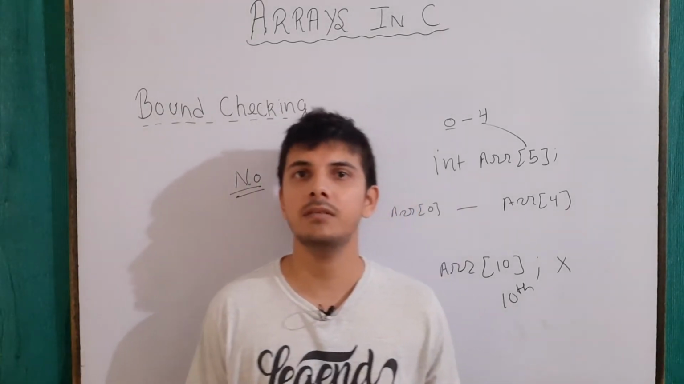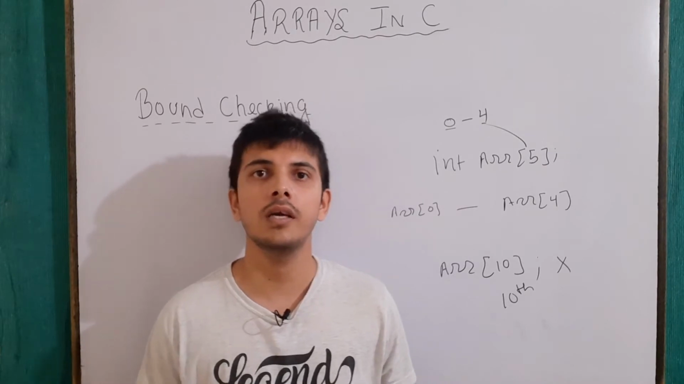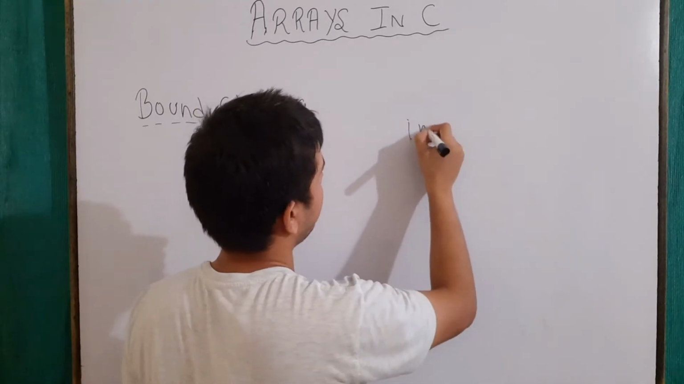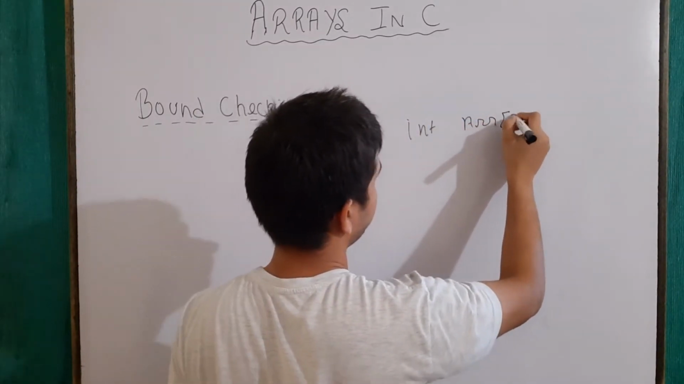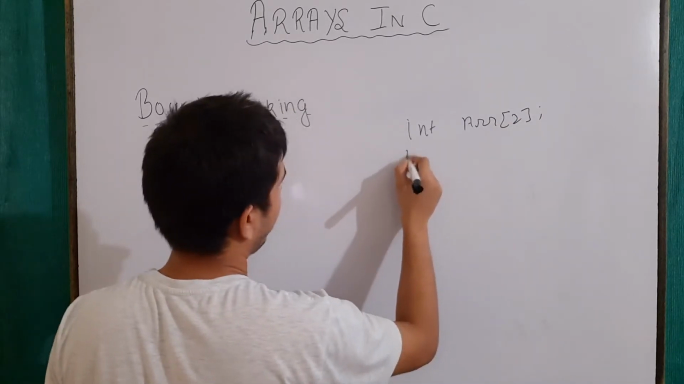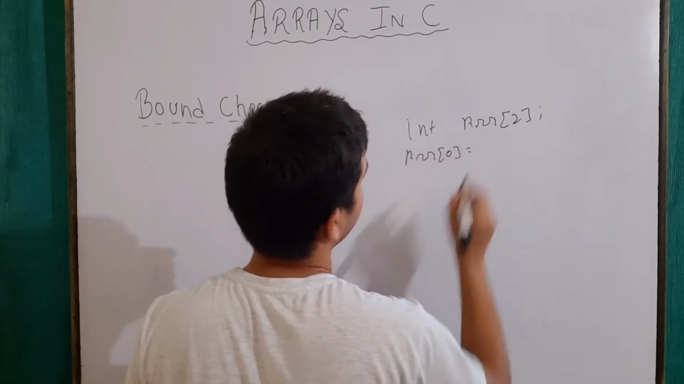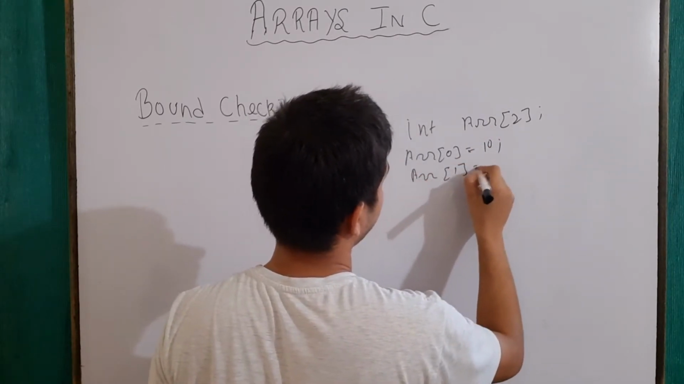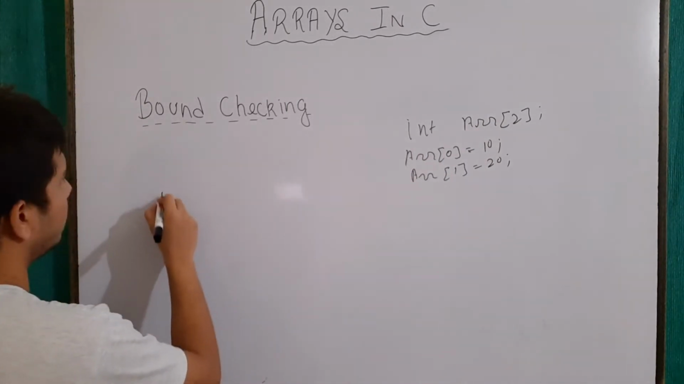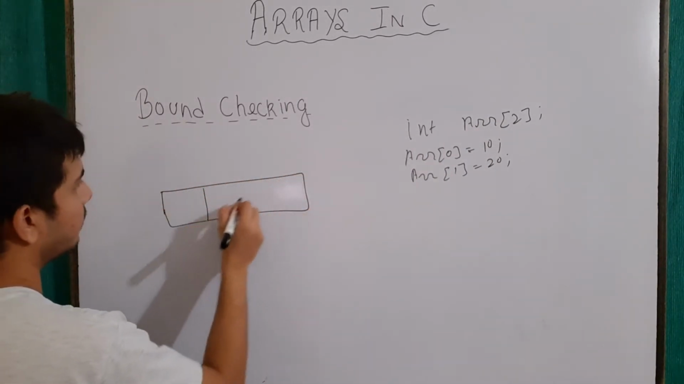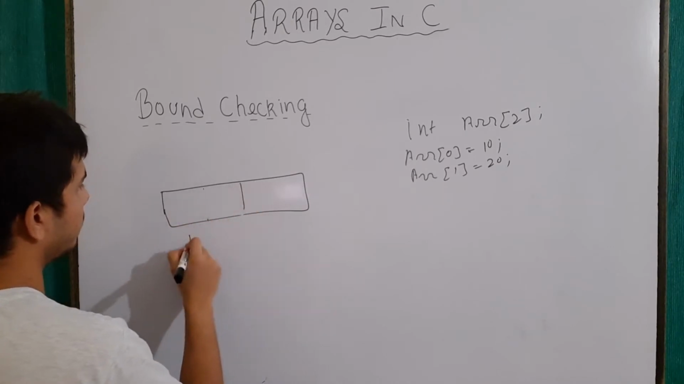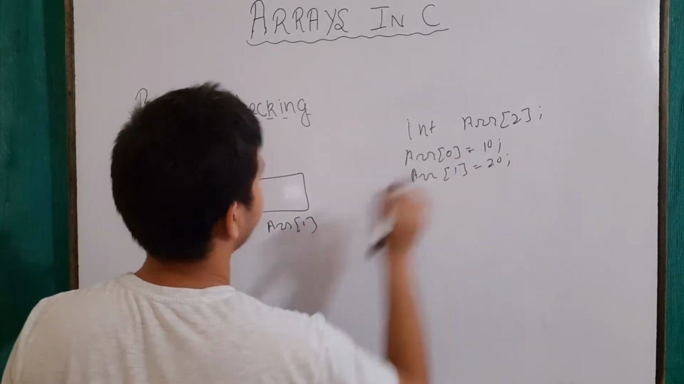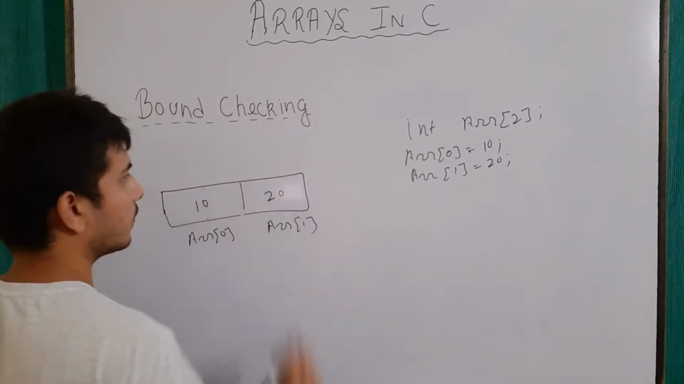Now let's see what happens when I try to extend my location or go out of range. Let's say there's an array of size 2, and I am also initializing it externally with 10 and 20. If we see its memory structure, it will be something like this: array[0] and array[1], and I had initialized it with 10 and 20.